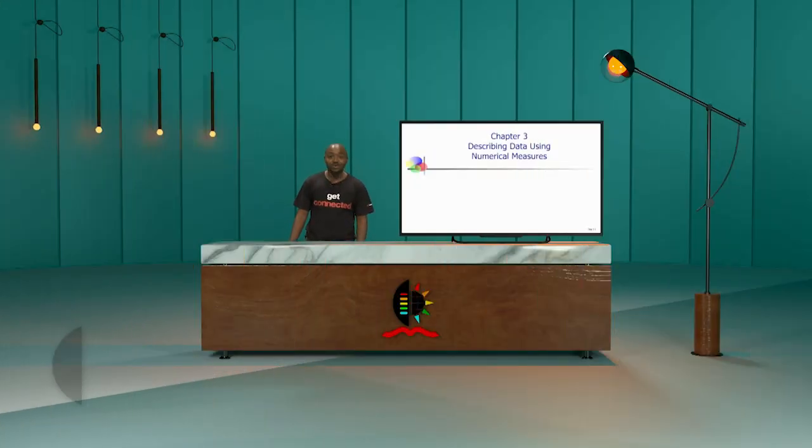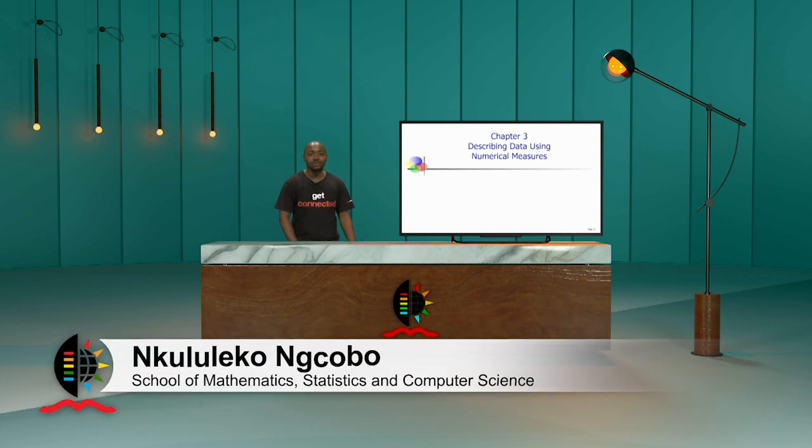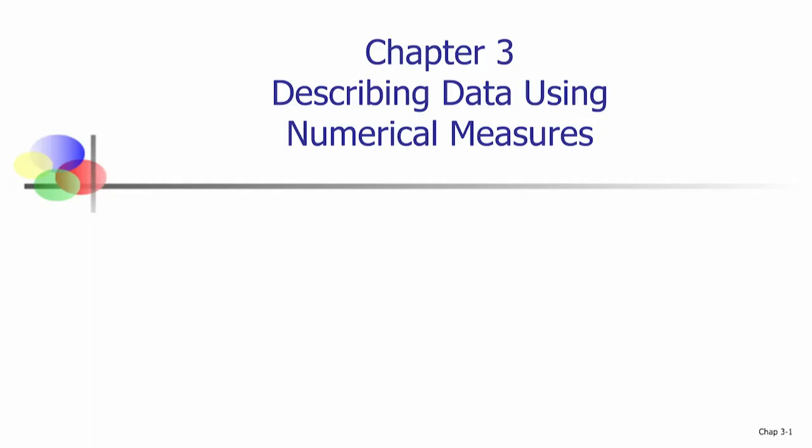Hey guys, so today we're looking at chapter 3 in statistics, introduction to statistics. So we'll be looking at how describing data using numerical measures works, and also look at some probability, right? So let's go into it, right?